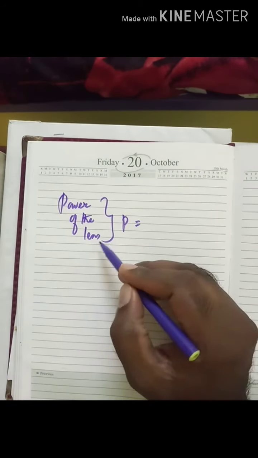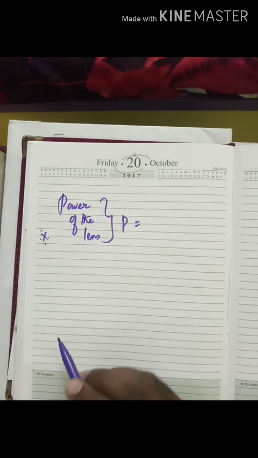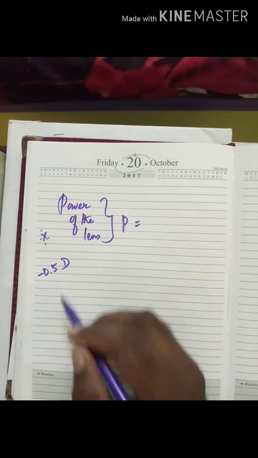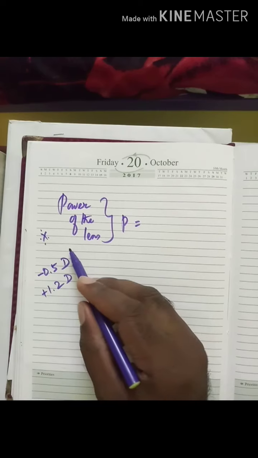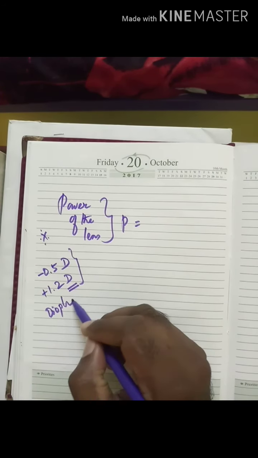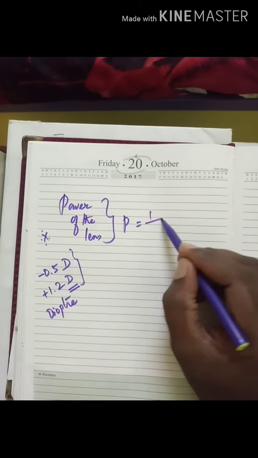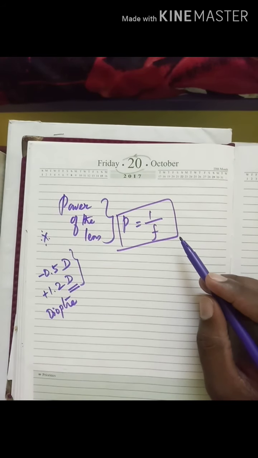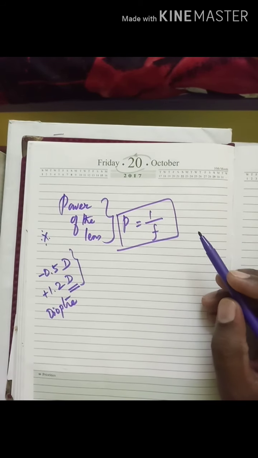Dear students, power of the lens is a very important concept, because if you consult a friend who is wearing spectacles, he will say my value is minus 0.5. Somebody will say my value is 0.1 or 1.2. D refers to diopter. It is the unit of power. So what is power? How can it be calculated? Power is the reciprocal of focal length. If you know the focal length, then you can easily calculate the power of the lens.